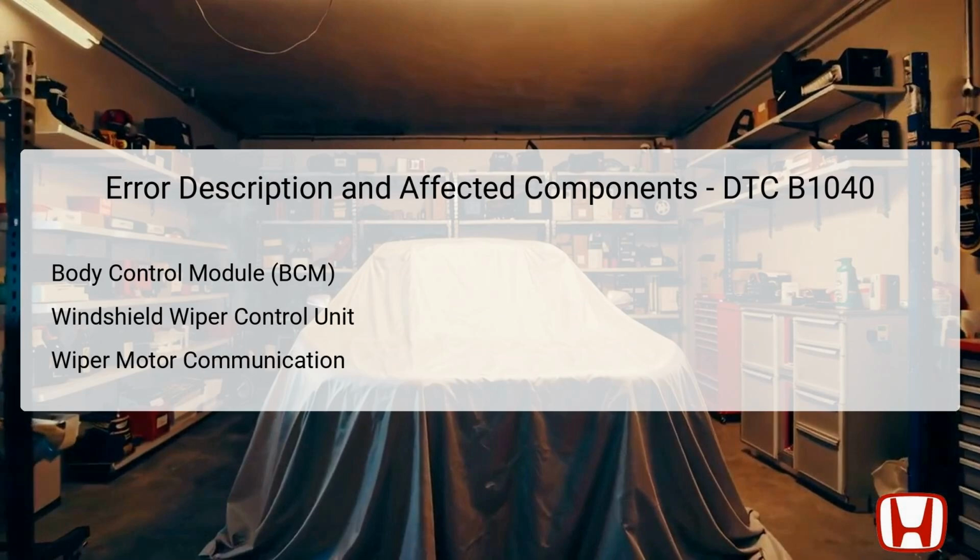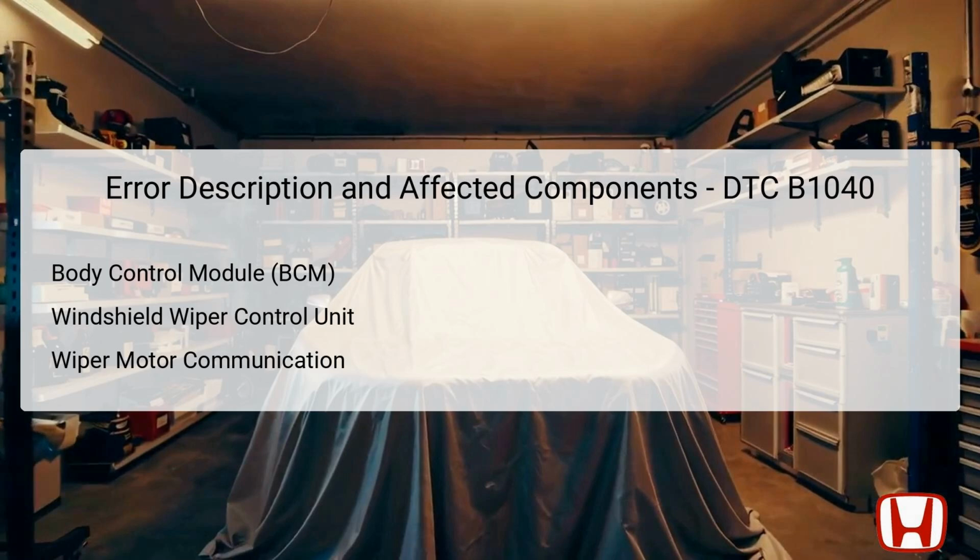DTC B1040 signifies a communication breakdown between the body control module, the BCM, and the windshield wiper control components. The BCM is responsible for controlling a variety of vehicle functions and is situated within the vehicle's main electrical system, often under the dashboard. The windshield wiper control unit, located near the front of the vehicle, near the wiper motor, sends signals to the BCM. If this unit cannot communicate properly, it indicates either a wiring problem or a fault within the components themselves.